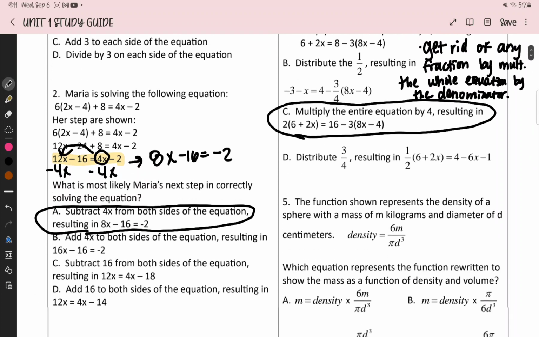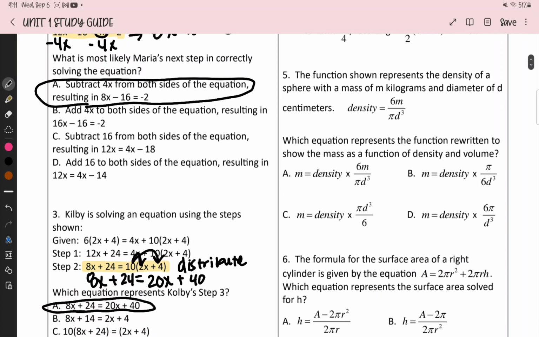All right, so moving right along. Number 5, we're solving for m, and they say that here. They say show the mass, and mass is m. I'm looking to get this m by itself. The first thing I would need to do is get rid of my fraction. I see a fraction, so I'm going to get rid of it by multiplying the entire equation by the denominator.